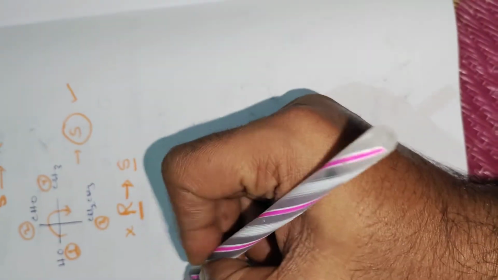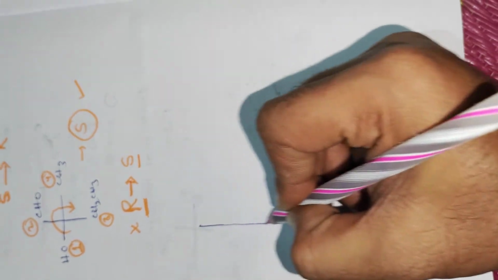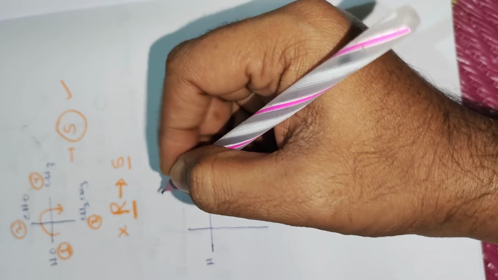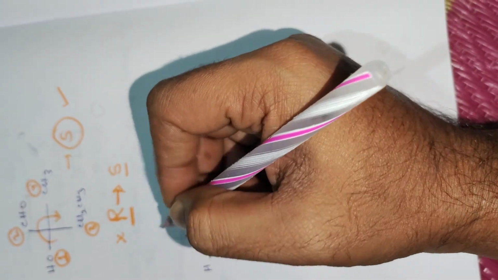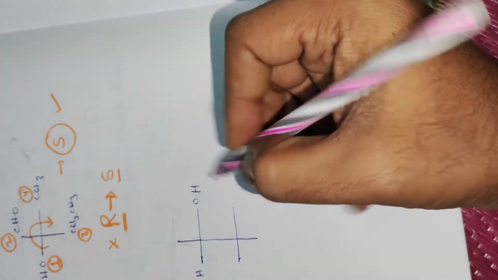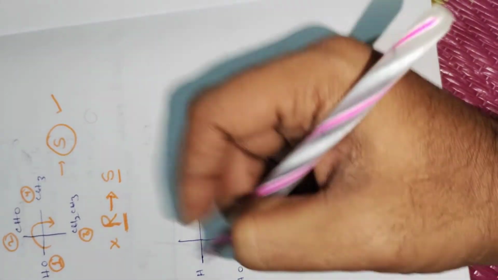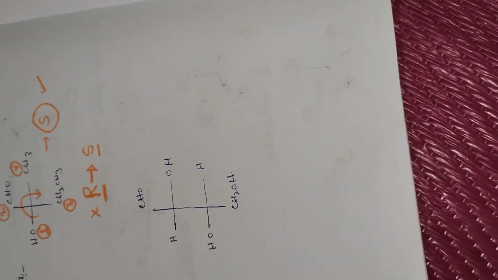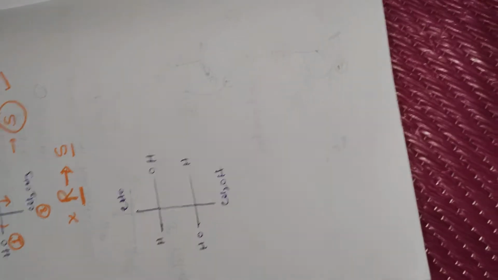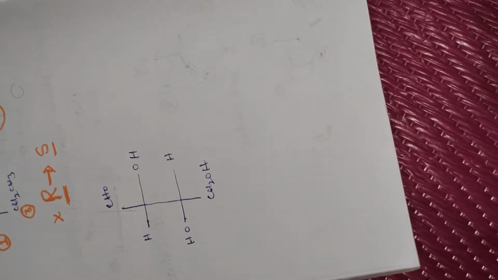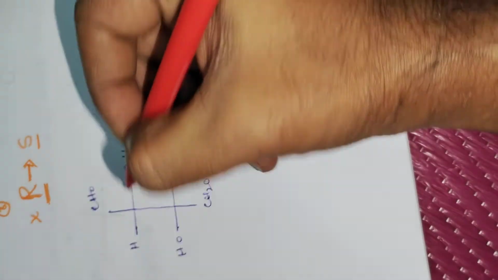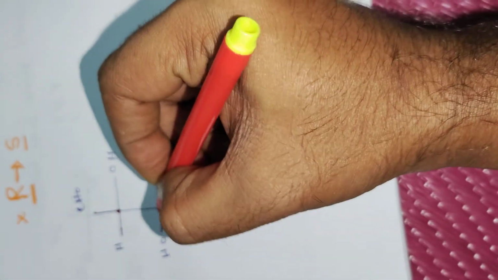Next, one more example for Fischer projection we have to do, with OH, H, H, OH, CHO, CH2, OH. How to do this example? Here there are two chiral centers. How many chiral centers? Two chiral centers. This is one chiral center, this is another chiral center.